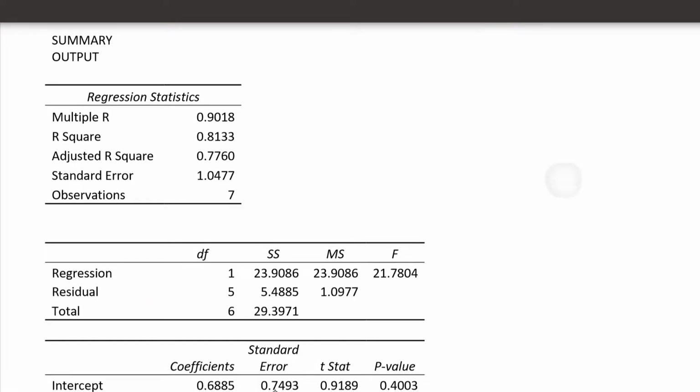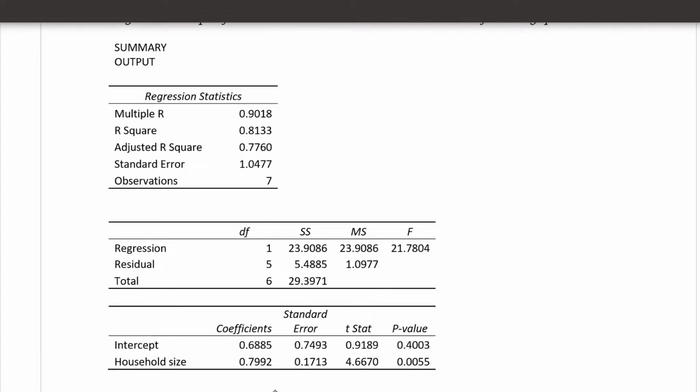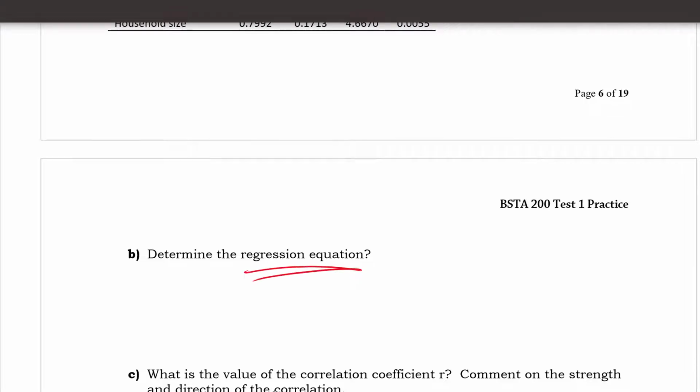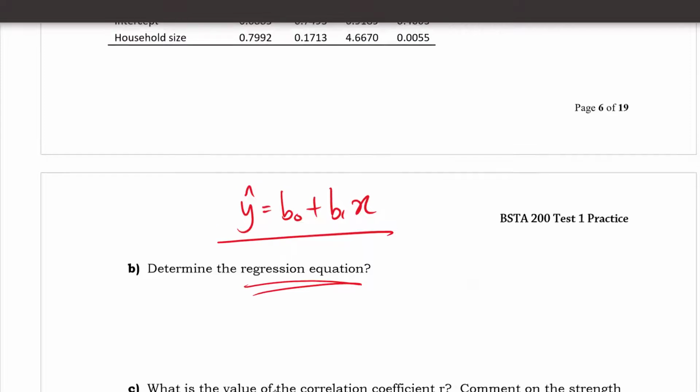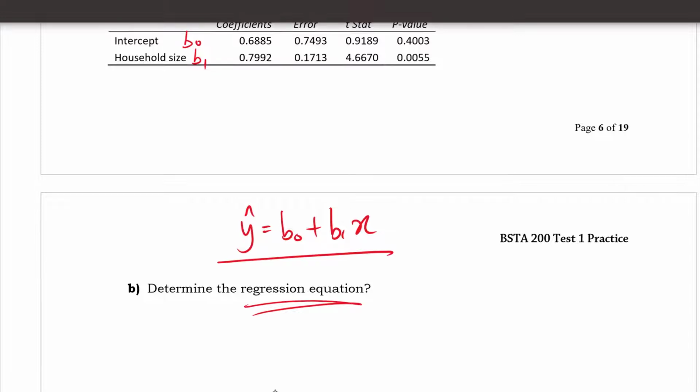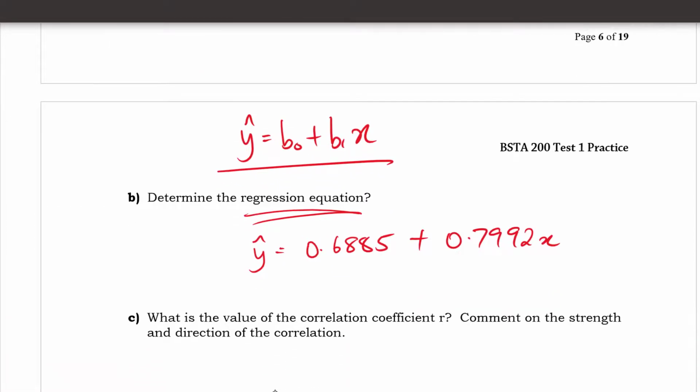So we have this regression output for the problem. The first question asks us to determine the regression equation, which is the linear regression equation y hat equals b0 plus b1x. From the output, where we have the coefficients, the intercept is our b0 and the slope is our b1. So the intercept is 0.6885 plus the slope, which is 0.7992x. So that's the regression equation.